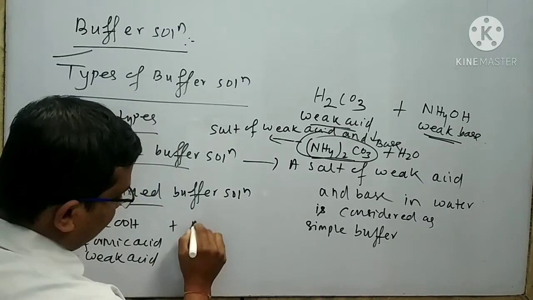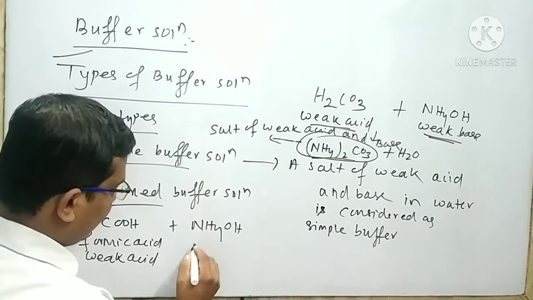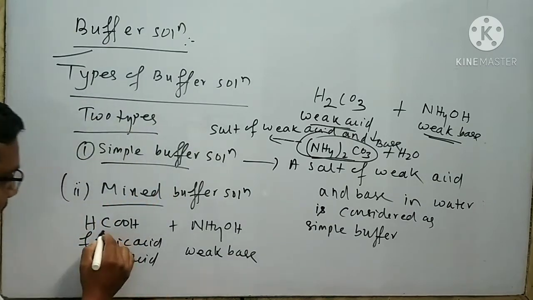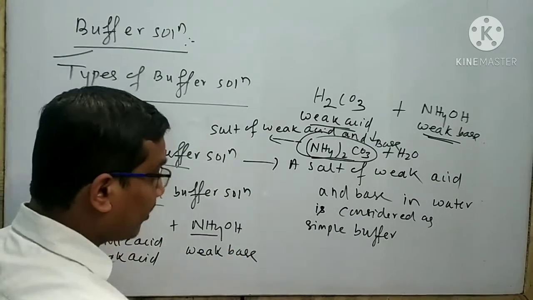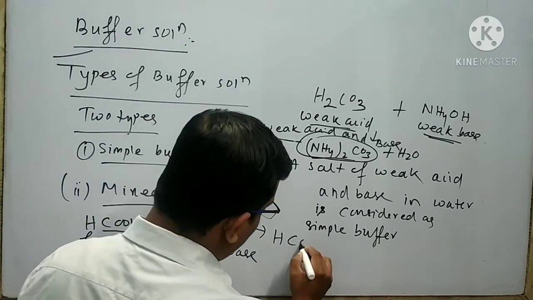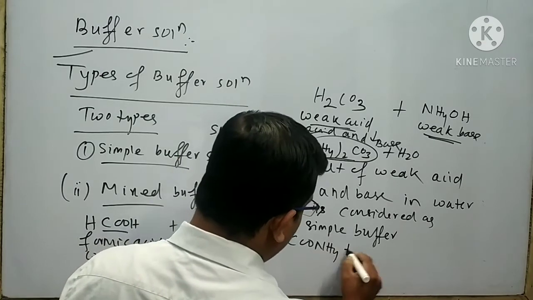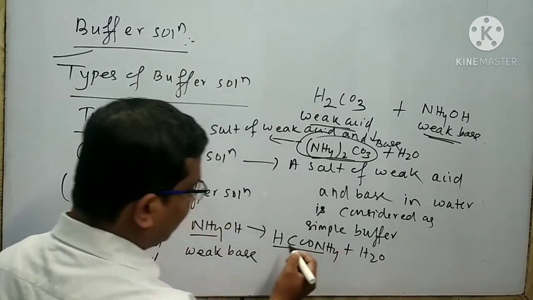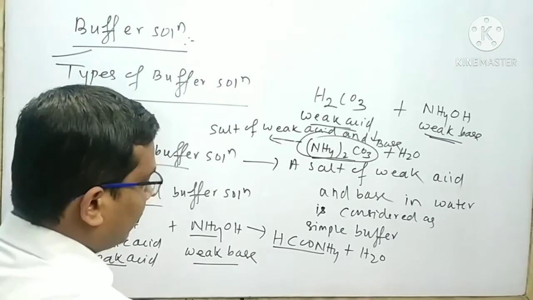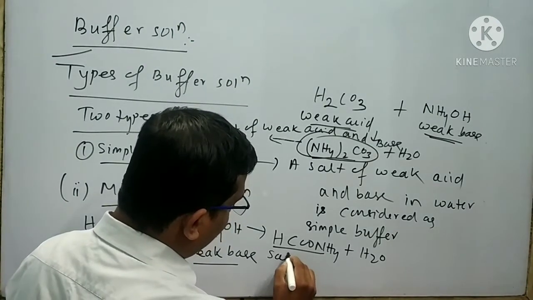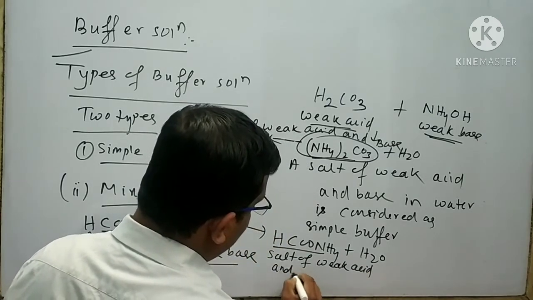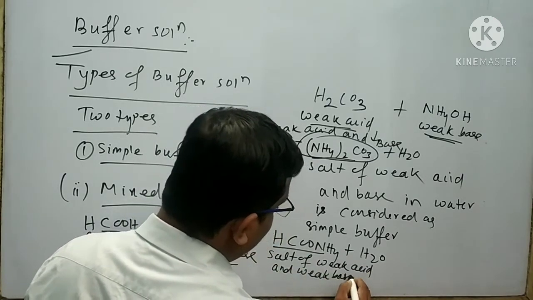Take a weak base. This is your ammonium hydroxide. This is a weak base. When this acid and this base undergo a reaction, it gives a salt. The salt is HCOONH4. Also water is formed. This is a salt which is prepared with the help of a weak acid and a weak base. So it belongs to the salt of weak acid and weak base.